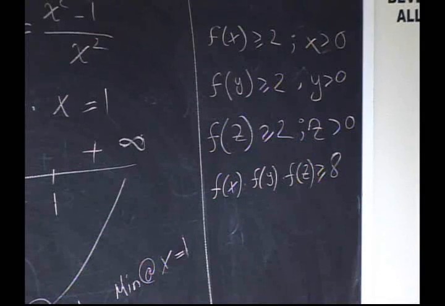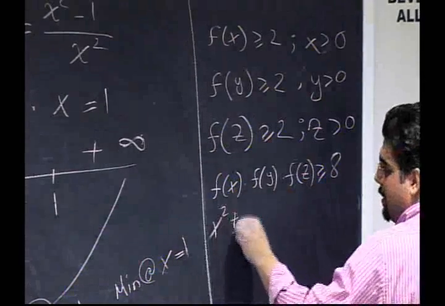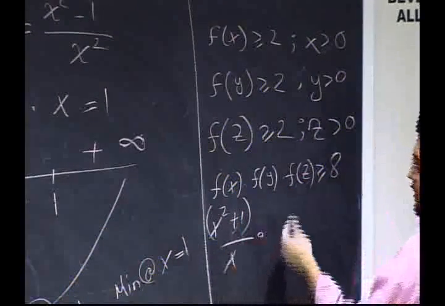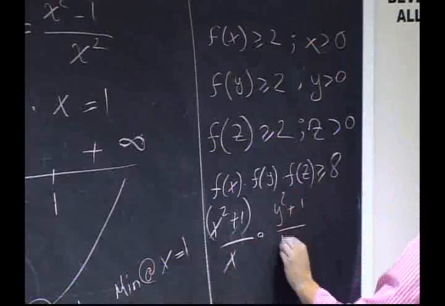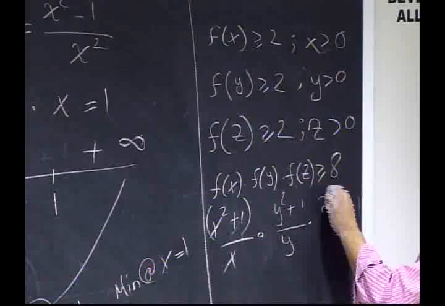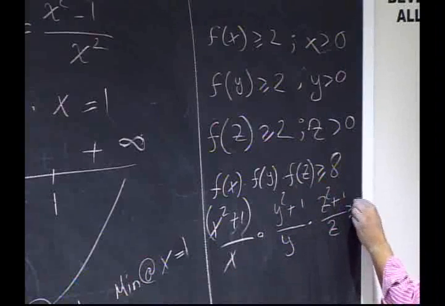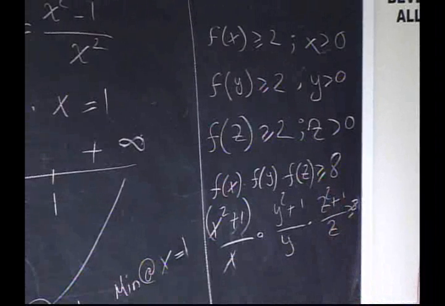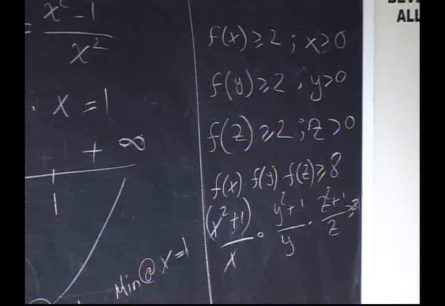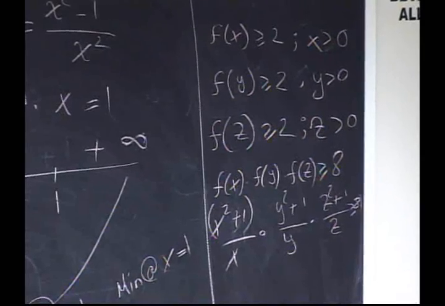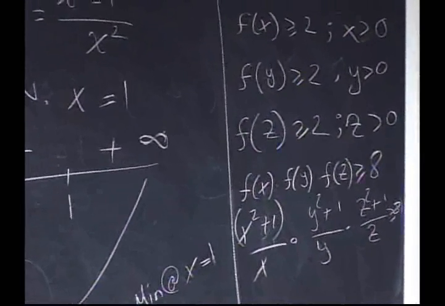Right? Okay, f of x is x squared plus 1 over x. f of y is y squared plus 1 over y. f of z is z squared plus 1 over z. Greater than or equal to 8. This is what you have to prove. That's the trick. Does that make sense? Okay.